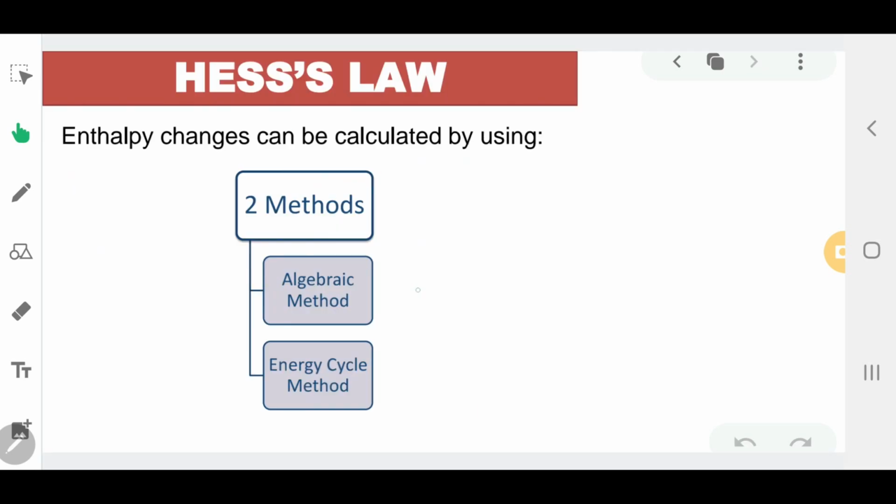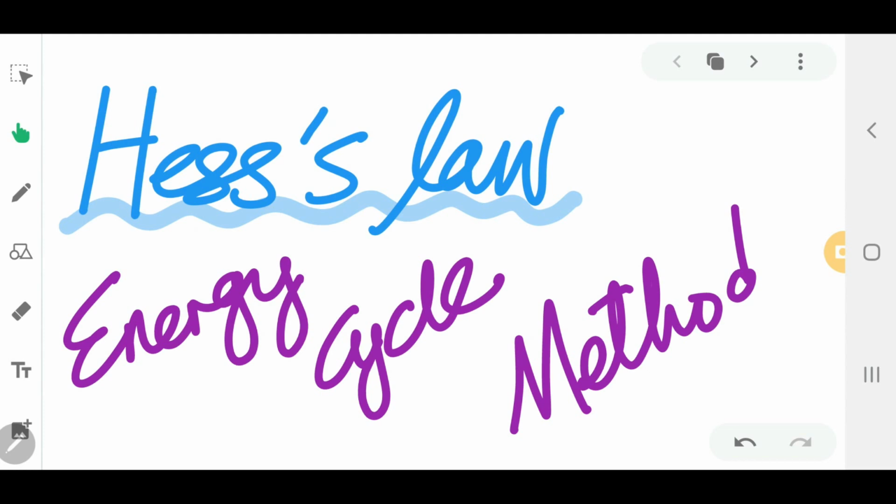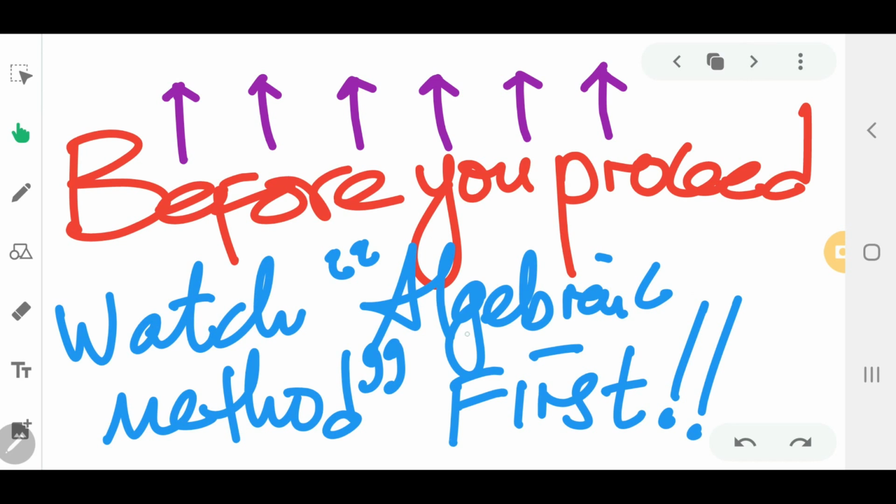The enthalpy changes can be calculated by using two methods. We're going to look at the algebraic method, and second, the energy cycle method. Hey guys, in this video, we're going to look at how to use the energy cycle method to solve problems related to Hess's law. Before you do that, I would highly suggest you watch the algebraic method first, because the energy cycle method is related to all the steps in the algebraic method. The link will be on top.